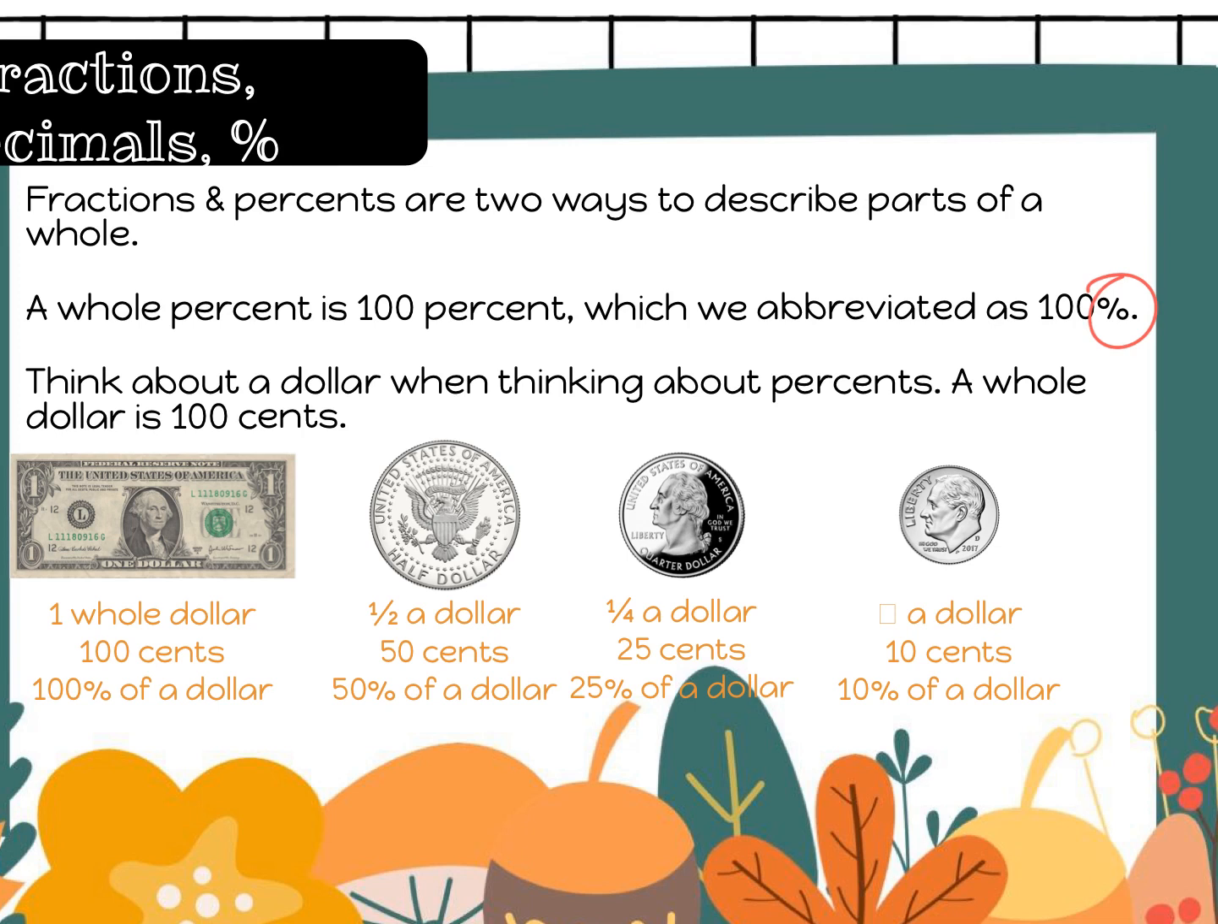A quarter of $1 is equal to 25 cents, which is 25%. And then a dime is 10 cents. It's 1/10 of $1, which is 10 cents and 10%.